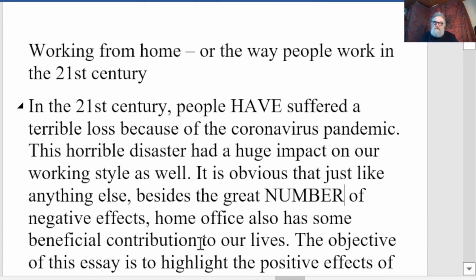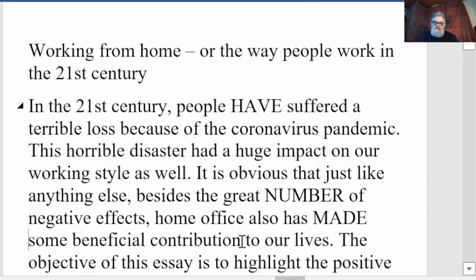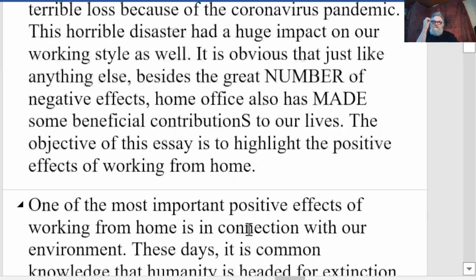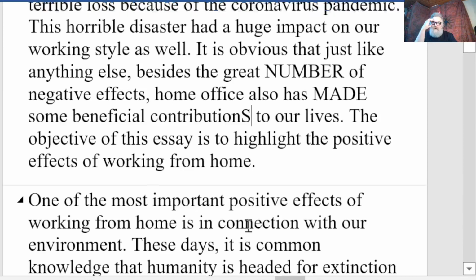Okay, it's not wrong. It doesn't read so well though. I would probably say so: home office has made some beneficial contributions to our lives. The objective of this essay is to highlight the positive effects of working from home.